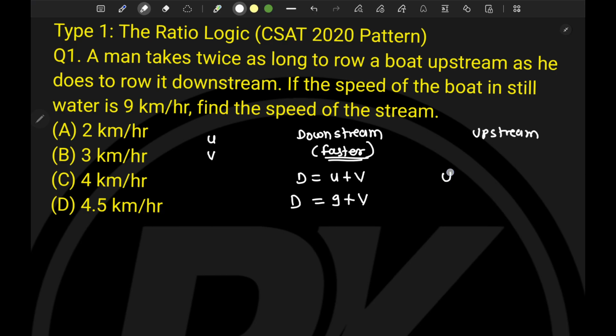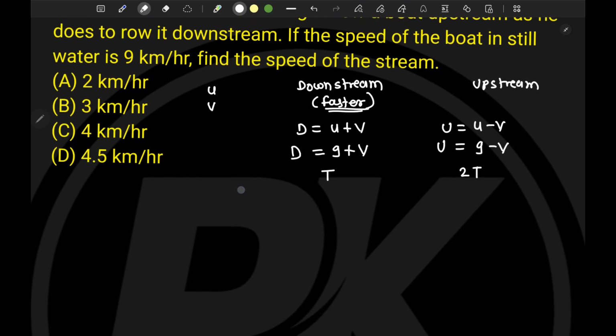For upstream it is u minus v, and hence it will be 9 minus v for upstream. The second condition is also given. In downstream, if that boat was taking time t, now in upstream the same boat is taking twice the time compared to downstream.